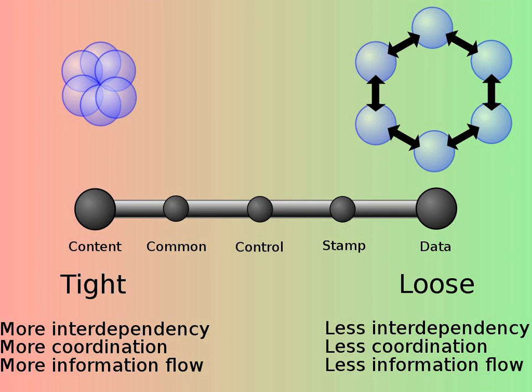Common coupling. Common coupling is said to occur when several modules have access to the same global data. But it can lead to uncontrolled error propagation and unforeseen side effects when changes are made.